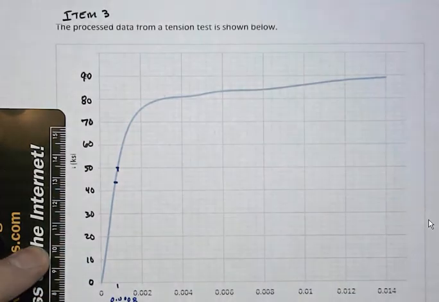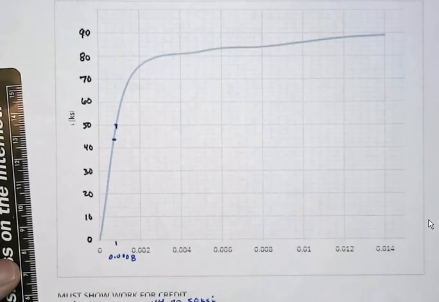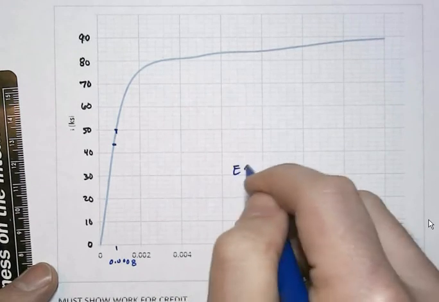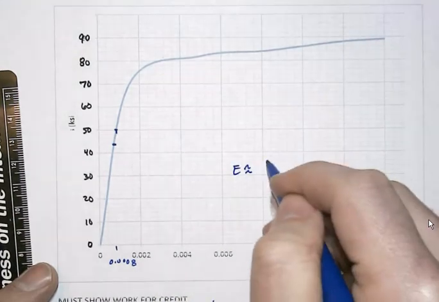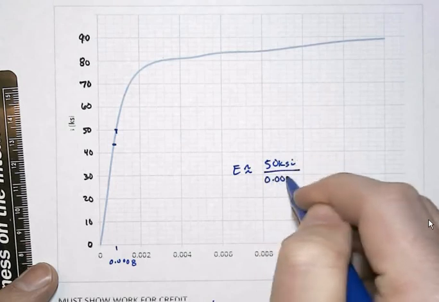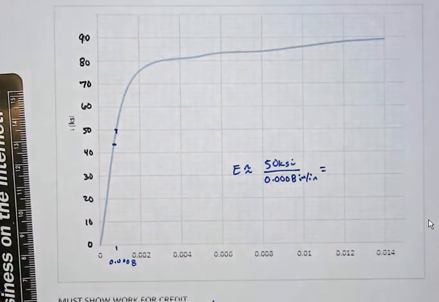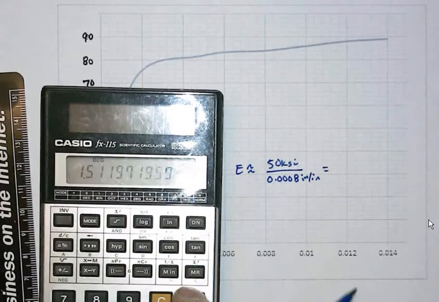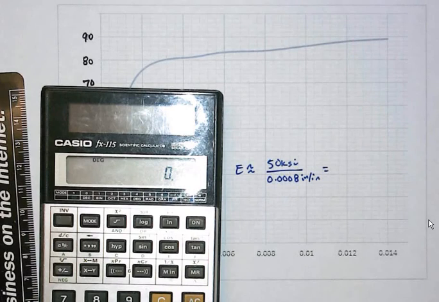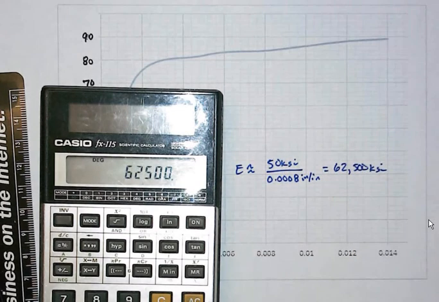So our E value then would be on the order of 50 KSI divided by 0.0008 inch per inch. And when we do that division, then we get 62,500 KSI for Young's modulus.